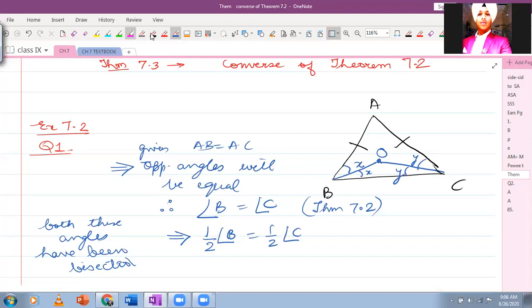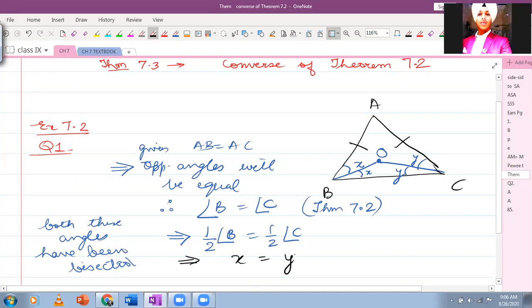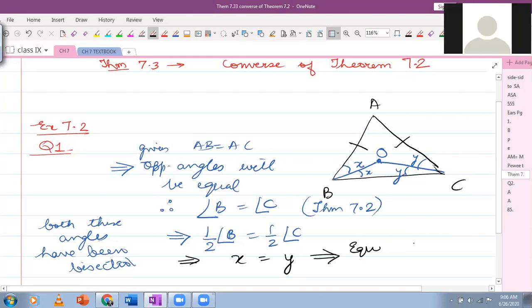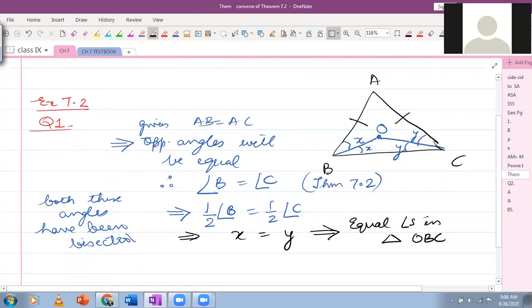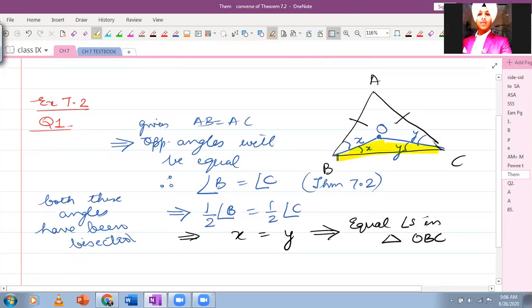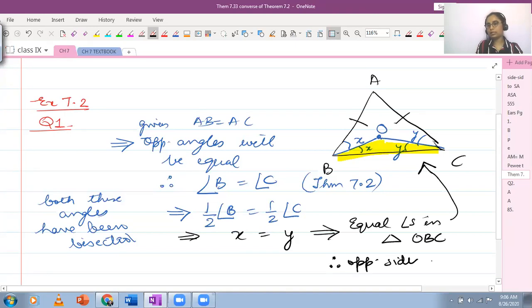X is equal to Y. So this means x is equal to y. Angle B का half है x, angle C का half है y. Now these equal angles are opposite angles in triangle OBC, so the opposite sides are also equal. ये जो OBC छोटा triangle बन रहा है बीच में, in this triangle, we have two equal angles. So therefore, opposite sides will be equal.